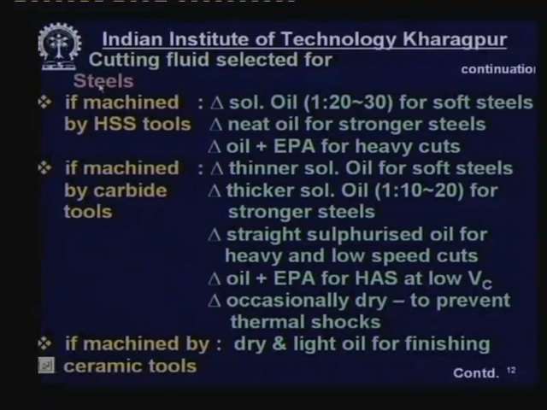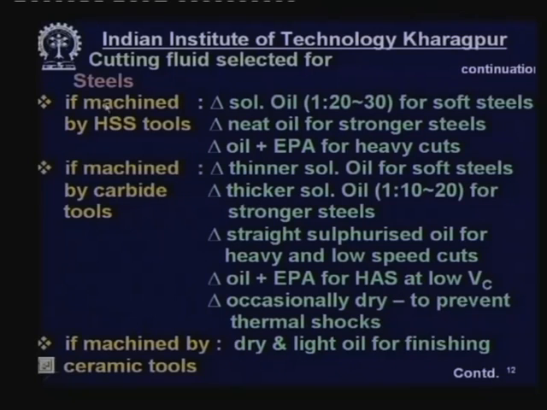Now, for steels, what shall we do with the steels? Again, steels are of different types: mild steel, plain carbon steel, alloy steel. Within plain carbon steel, low carbon steel, medium carbon steel, high carbon steel; in alloy steel, low alloy steel, high alloy steel, and so on.